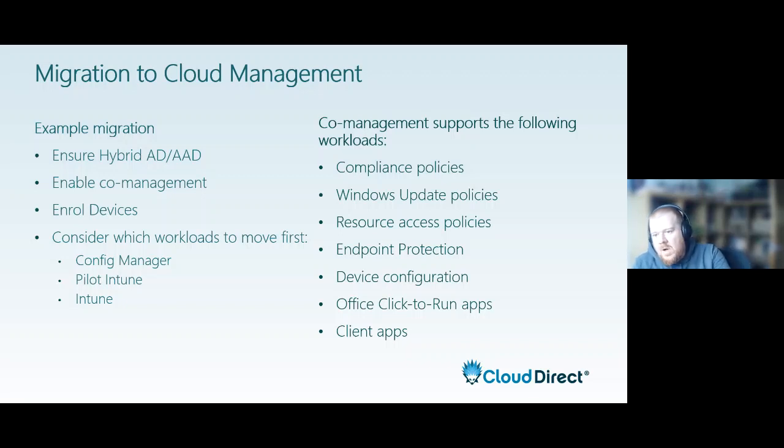So when we look at the workloads that we can use, I'm not going to go through all of them, but some of the key areas where people have switched to co-management and the Intune workload are things around the Office Click-to-Run apps, the Windows update policies, and endpoint protection, so that we can ensure that we're getting the latest definitions of those things directly from the cloud, regardless of our connection back to the on-premise domain.